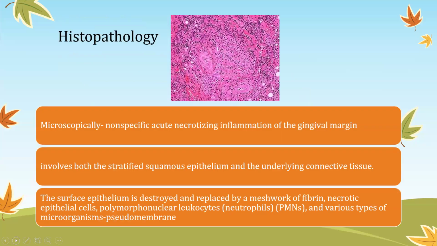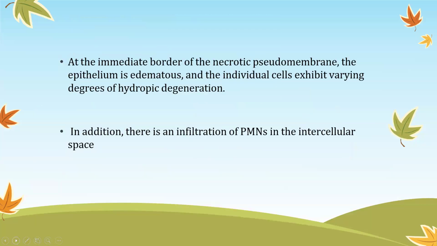Coming to the histopathology. Microscopically, non-specific acute necrotizing inflammation of the gingival margin can be seen, and it involves both epithelium and the underlying connective tissue. The surface epithelium will be destroyed and will be replaced by a meshwork of fibrin, necrotic epithelial cells, PMNs, and various types of microorganisms, that is, the pseudomembrane.